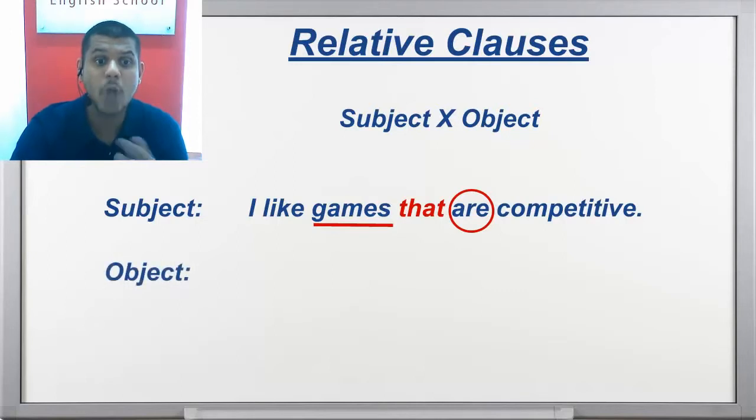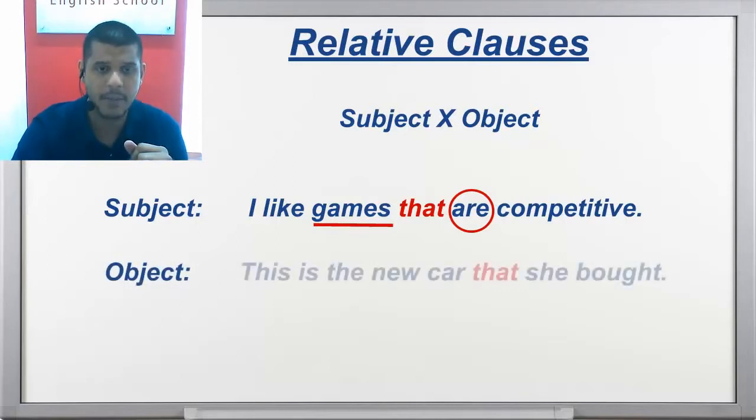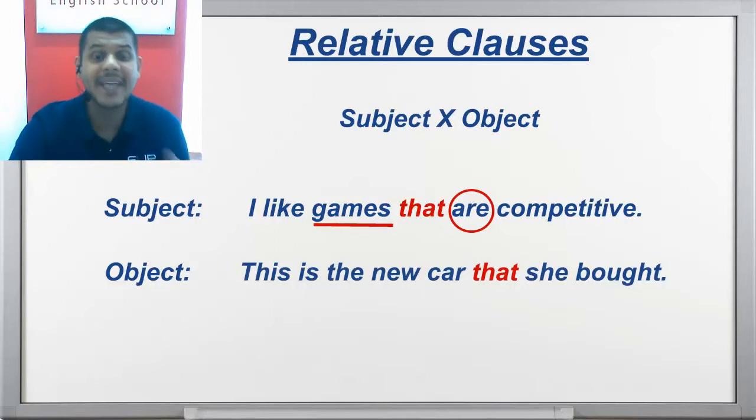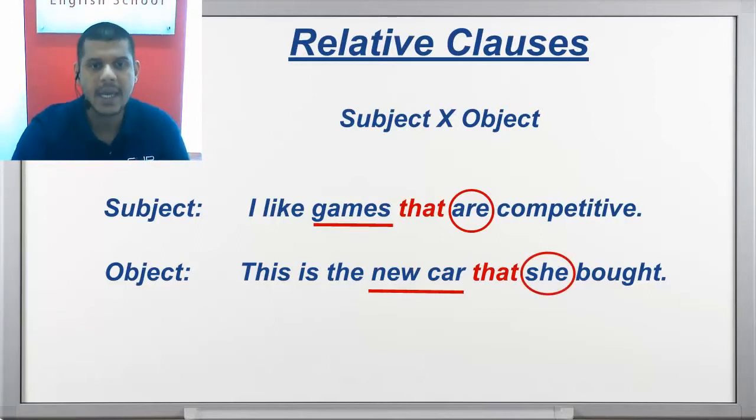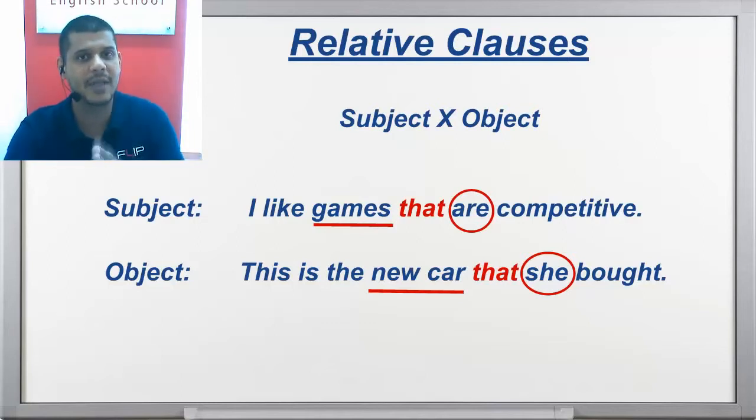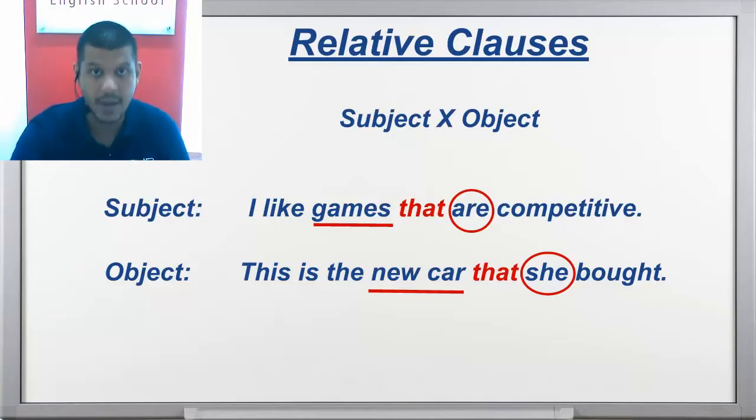Now, I will talk about an object relative clause. Attention to my example. This is the new car that she bought, right? In this case, I talk about the new car, but immediately after the relative pronoun, I don't use a verb, I use a pronoun or a noun, right? I could say, this is the new car that Susan bought, okay? In this case, when I use a noun or a pronoun immediately after the relative pronoun, which is the case here, I can remove the relative pronoun that.